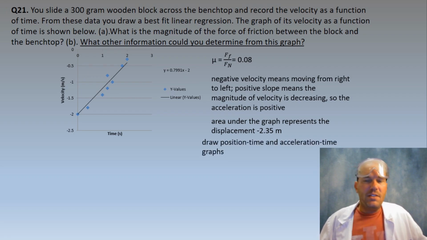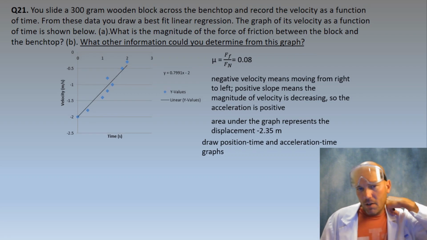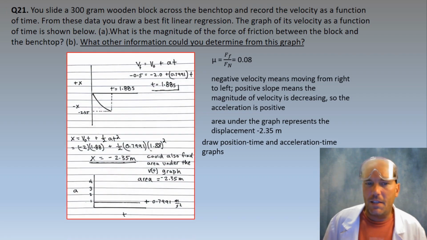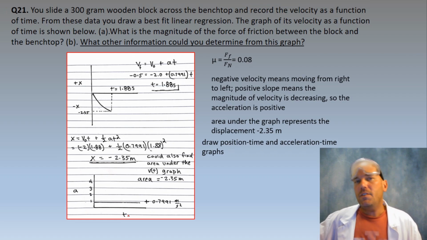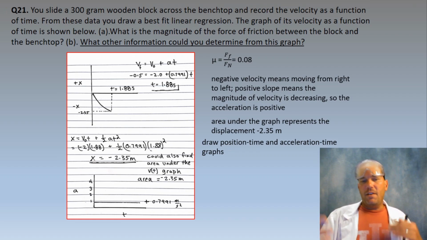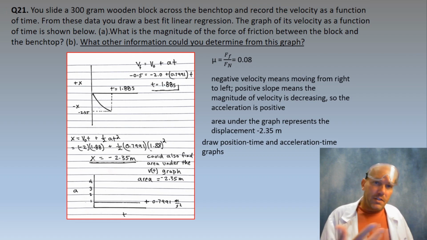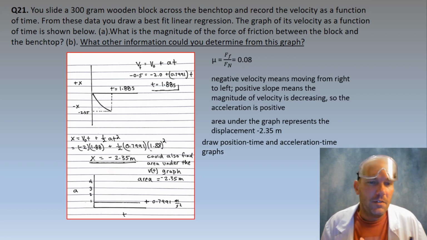Let's draw some position time graphs. Let's draw a position as a function of time and acceleration as a function of time. Okay, let's see what those look like. Here we have the position or change in position as a function of time, and here we have the acceleration as a function of time. Notice the acceleration is positive and constant at a positive 0.7991, and in the problem we actually use the value 0.80 for the acceleration in our force summation.